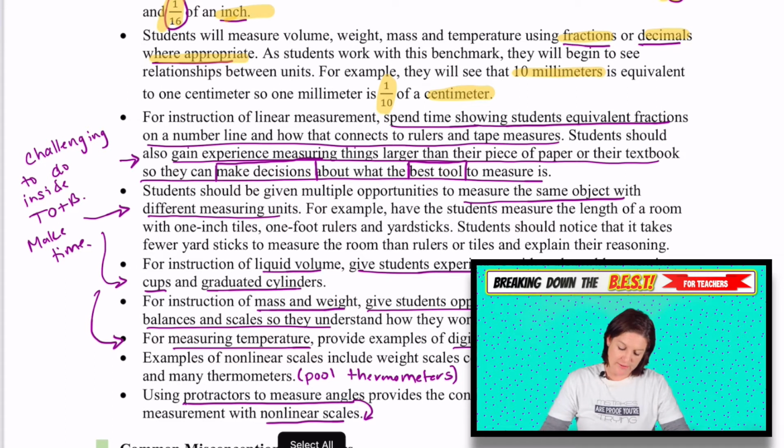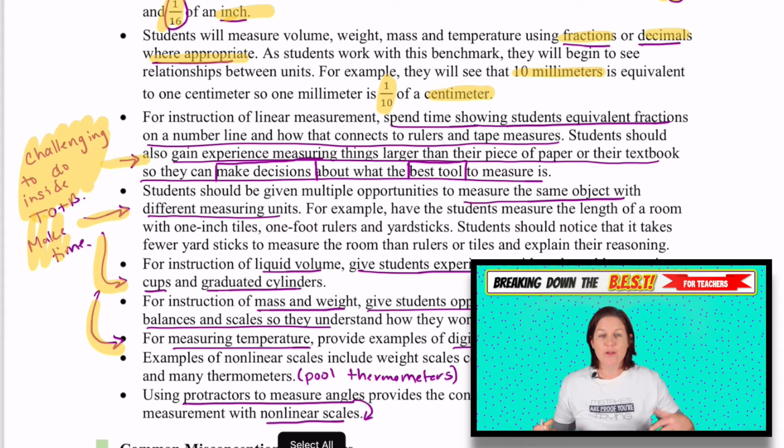I said that this is challenging to do inside of Taking on the B.E.S.T, but we need to make time for all of these things. And what am I talking about making time? Well, it's very challenging to perform hands-on activities when it comes to Taking on the B.E.S.T, because when you're printing out resources, we need to make sure we're all using the same measurement and so on. However, we need to make sure that we spend time showing students equivalent fractions on a number line and how it connects to rulers and tape measures.